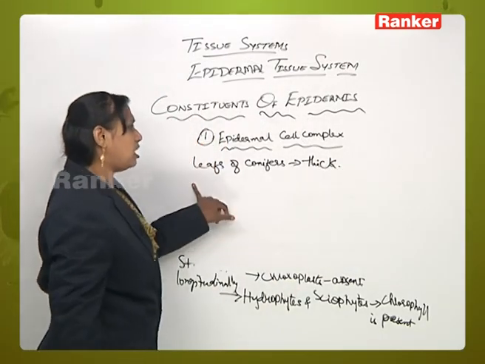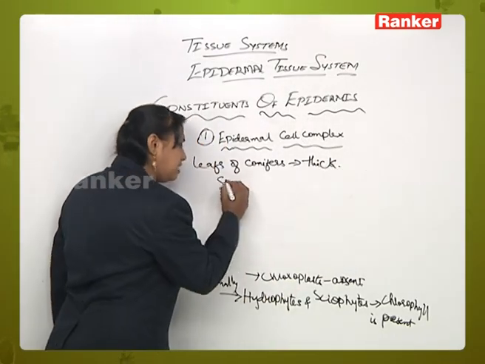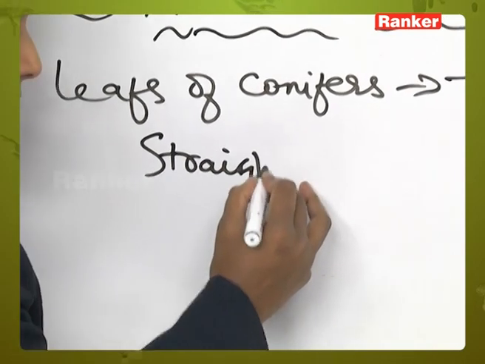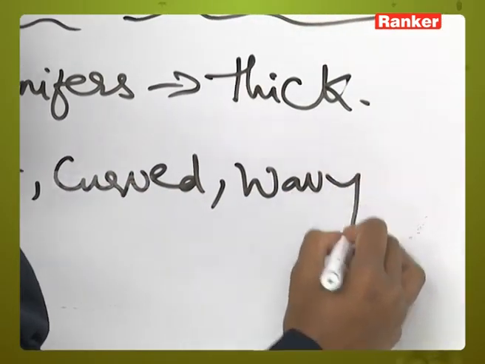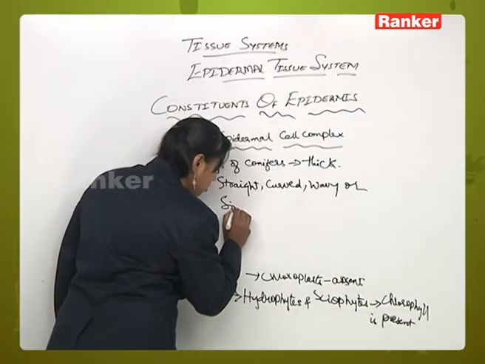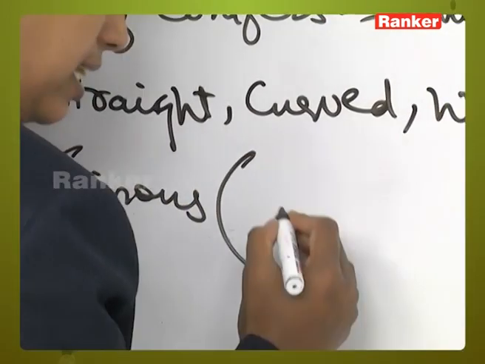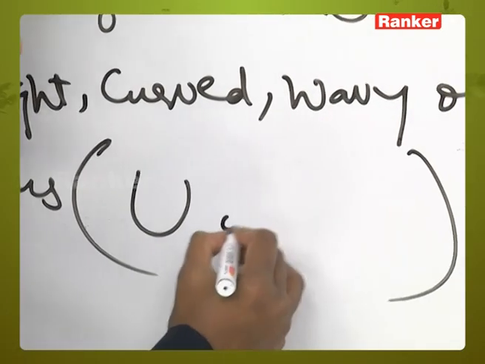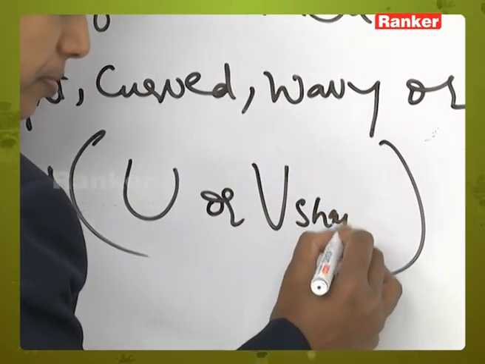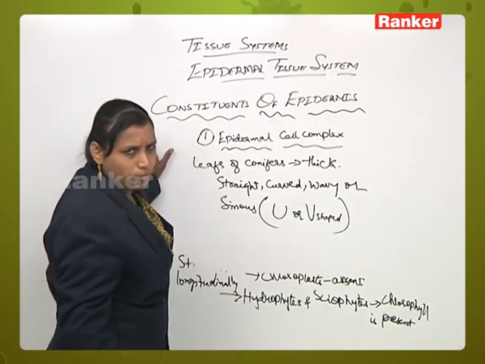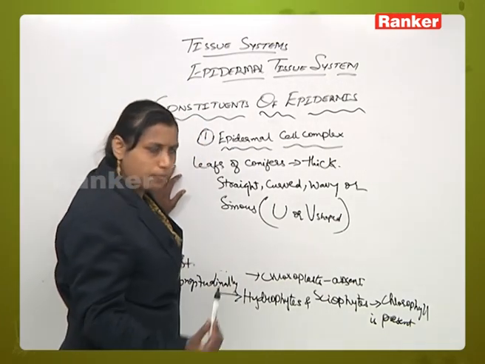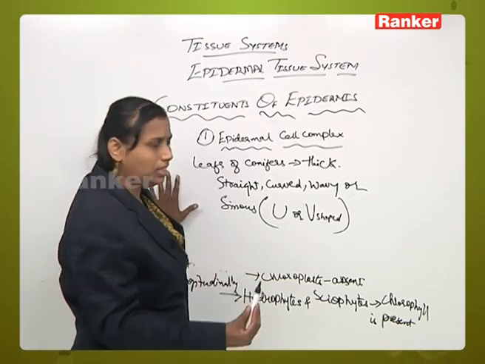Now the cell walls may be either straight or curved or wavy or sinuous. What does sinuous mean? The cell wall may be U-shaped or V-shaped. As we said earlier, depending upon the different types of cells, the cell wall of the epidermal cells may be thin or thick.